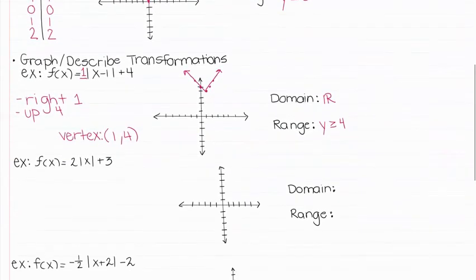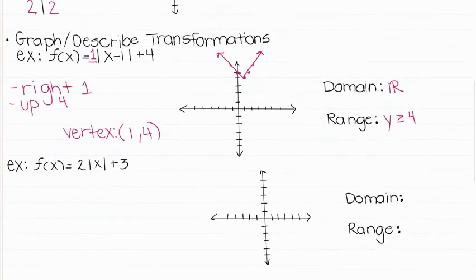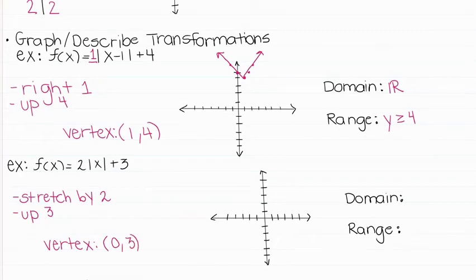So looking at the next one, f of x equals 2 times the absolute value of x, plus 3. This time we do have something in front of the x. It's a 2. So that is going to stretch the function by 2, meaning it's going to become more narrow. We are not moving it right or left at all, but we are moving it up 3. So to find the vertex, it's always (h, k). Well, since there's nothing inside the absolute value bars, it would be 0. And then we still have the 3.